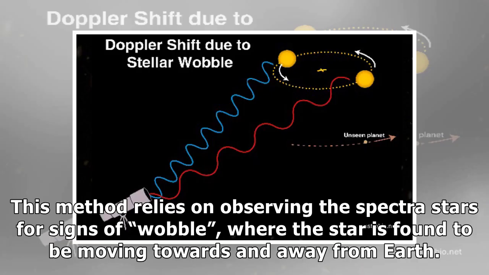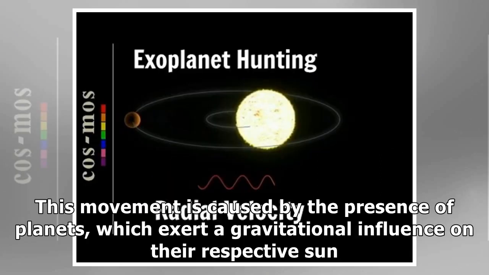This method relies on observing the spectra of stars for signs of wobble, where the star is found to be moving towards and away from Earth. This movement is caused by the presence of planets, which exert a gravitational influence on the respective sun.